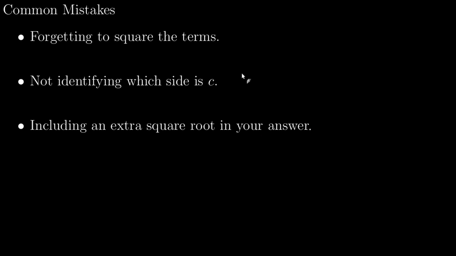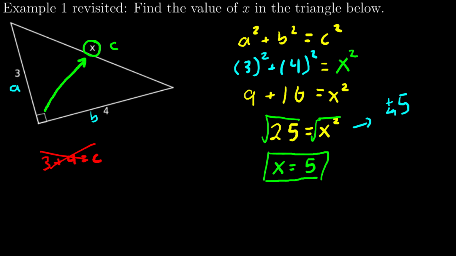Second problem, and it's not going to be an obvious problem in this example, but it will become obvious because one of the next two examples is going to set up differently, but not identifying c. So we know that 3 squared plus 4 squared is x squared, but sometimes people might mix up the order and try to say, okay, 3 squared plus x squared equals 4 squared. Now, this is not wrong because I can't have an x here. This is wrong because the x is across the right angle, and so it should be on this side.